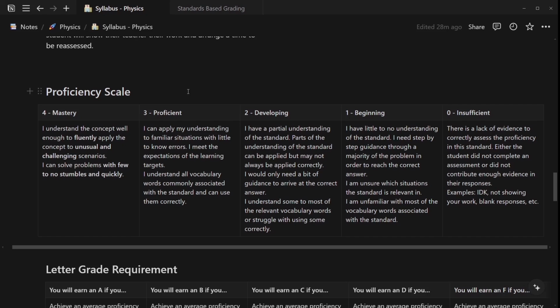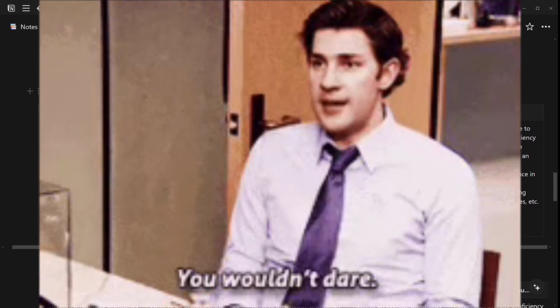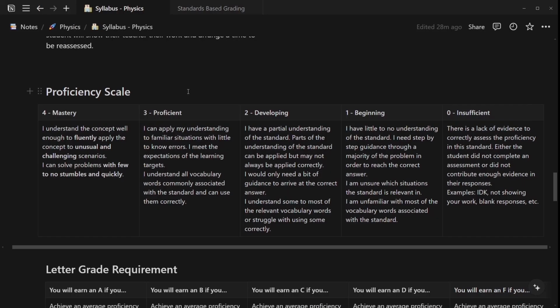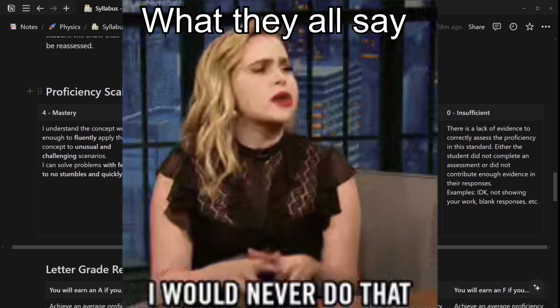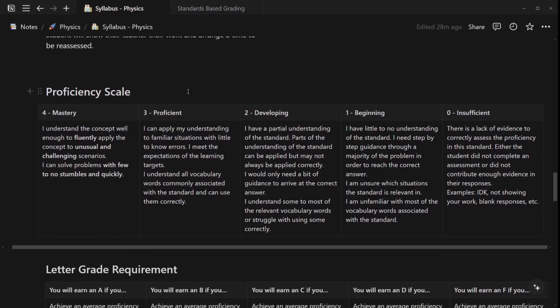The only time you're going to get a 0 is when you've just not shown me at all that you can do the standard. It's basically you left the problem blank, or you didn't turn in the lab report. That's a big one. Students every year keep not turning in their lab reports, and so they keep getting 0s, and 0s are automatic Fs.